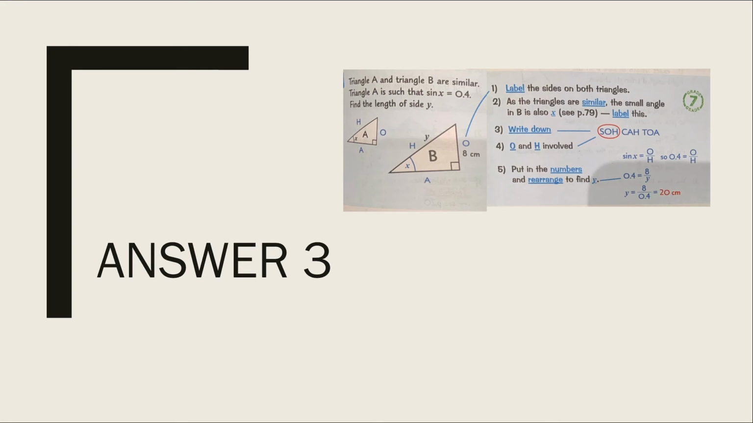Then, because we know the opposite, but we need the hypotenuse, we're going to use sine. Sine x is equal to O over H. So 0.4, because sine x we know is 0.4 as shown in the question. 0.4 is equal to O over H. So 0.4 is equal to 8 over y. And when we solve it, y is equal to 8 over 0.4, which is 20 centimeters.